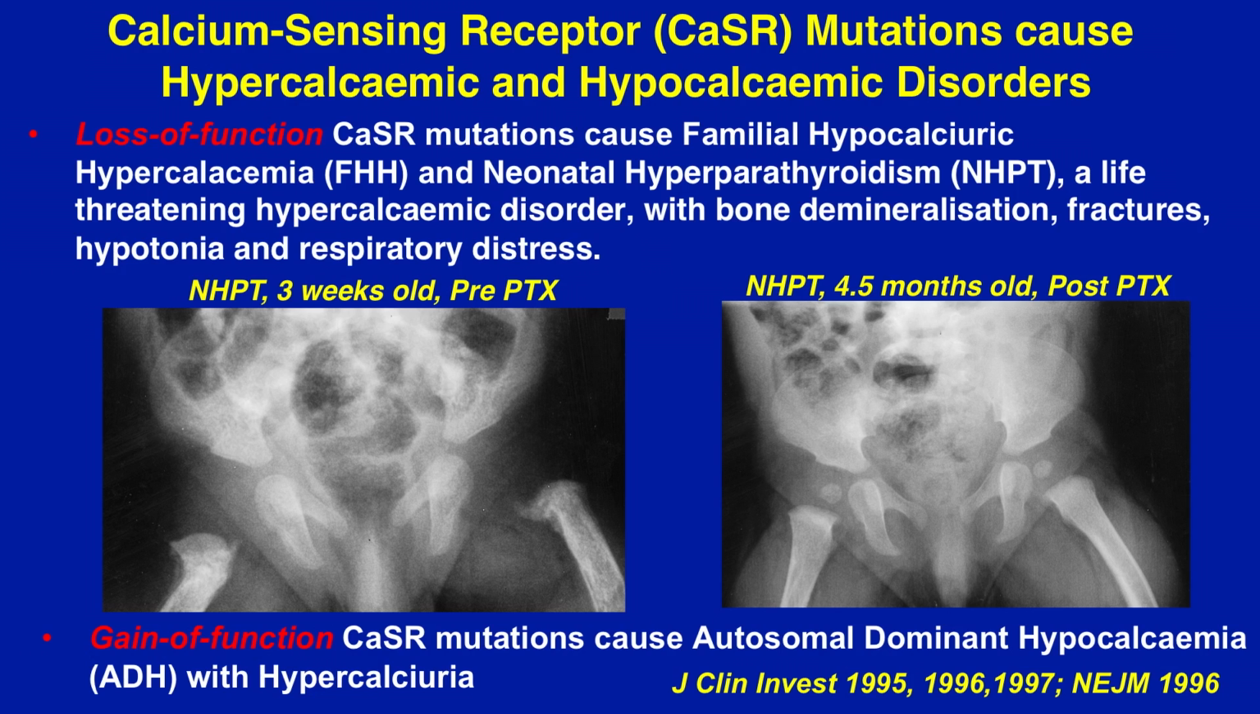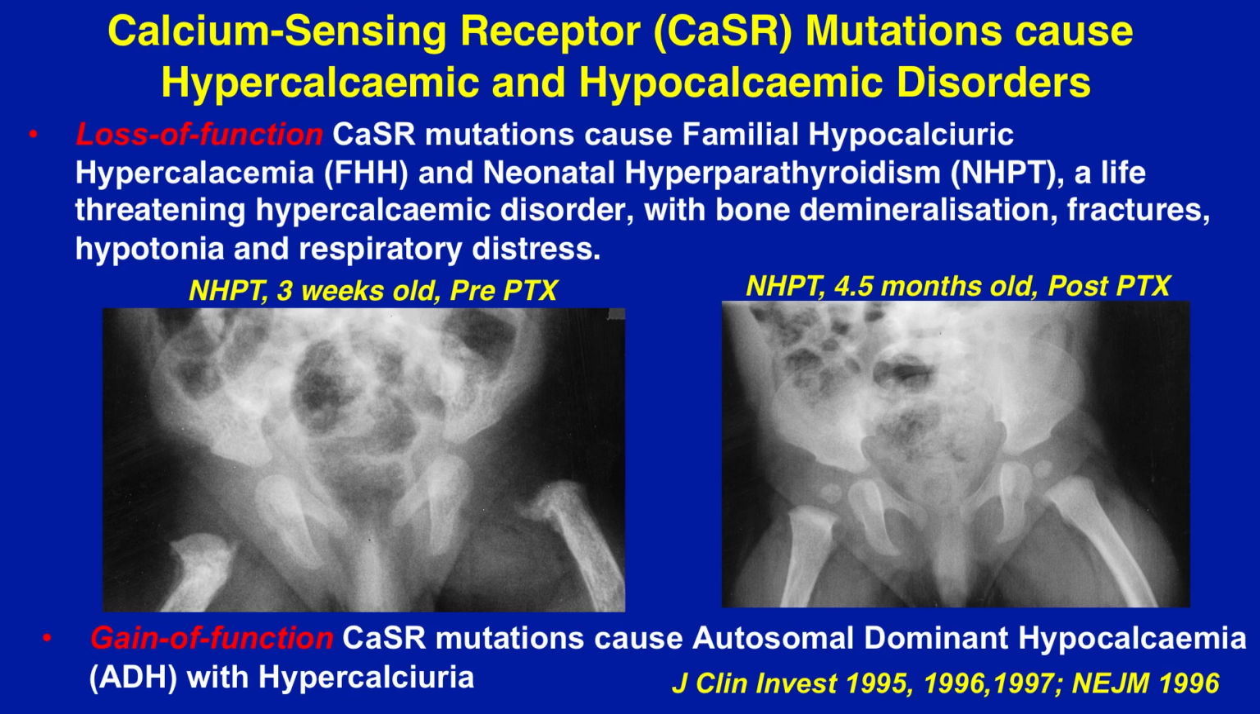But 2 weeks later, at the age of 5-6 weeks, this child underwent a parathyroidectomy, and you can see 3 months later how well the bones have healed. And this child is now in her 20s and very well and thriving. So this is a very severe disorder of life-threatening hypercalcemia, bone demineralization, and fractures as well. And that's the loss-of-function mutations that can give rise to this.